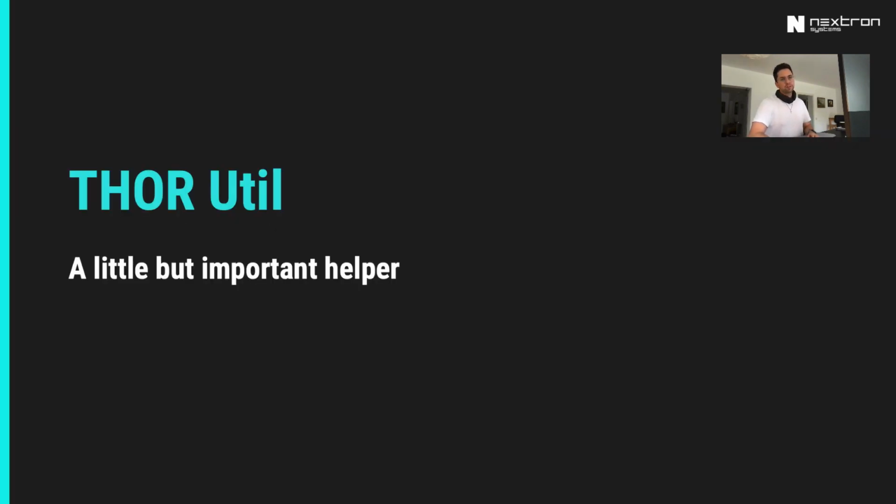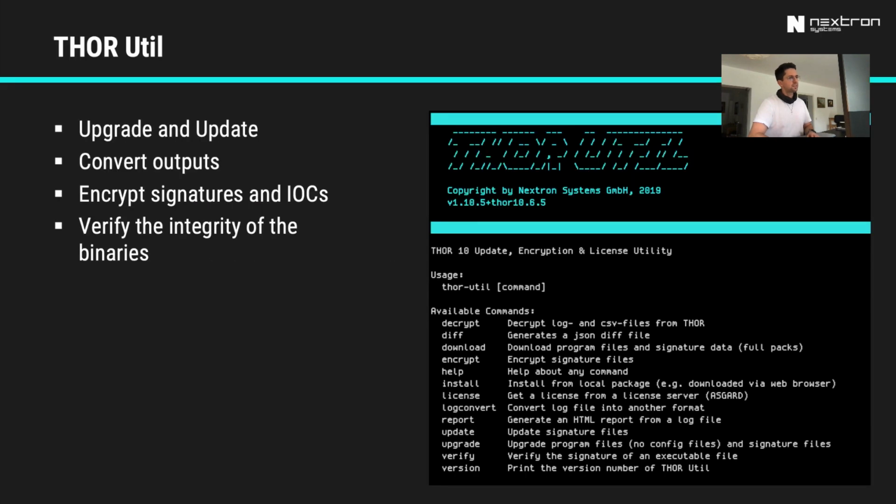Just one word about THOR Util. It's a small utility. You will find it in the program folder. You can use it to upgrade, and you should use it to upgrade and update THOR. Upgrade is used to upgrade program and signatures, and update is used to update only the signatures.